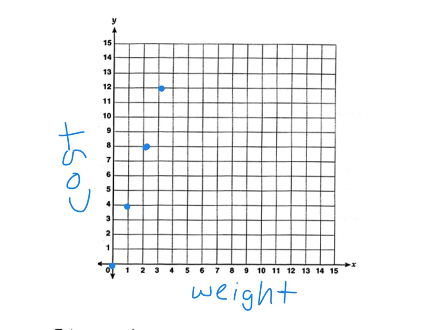And we've talked a little bit before about linear equations. This is a linear equation. You can see it right through here. If you draw a line through the dots, it makes a straight line, straight-ish line. Okay, so once again, the weight is independent and the cost is dependent.